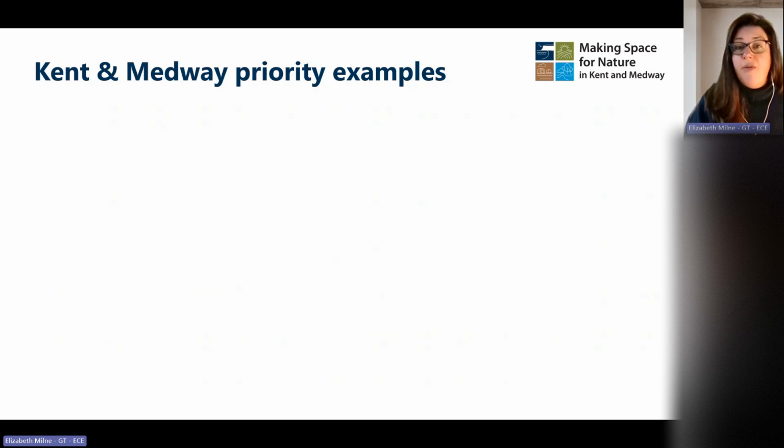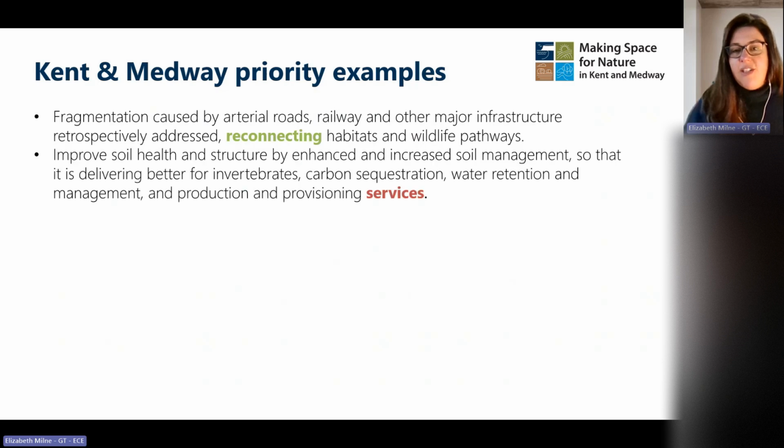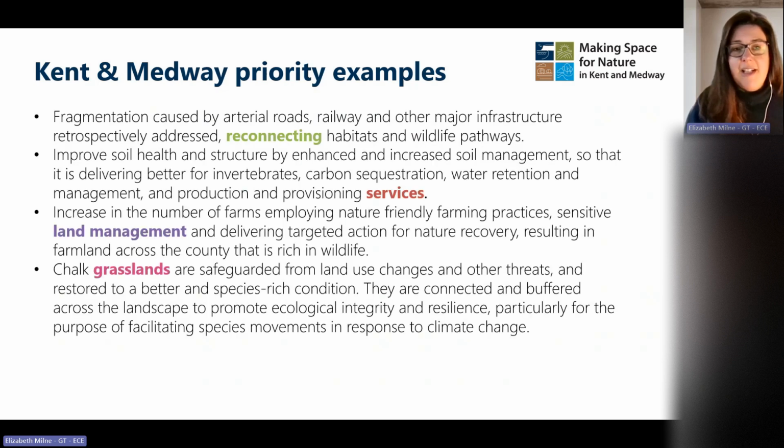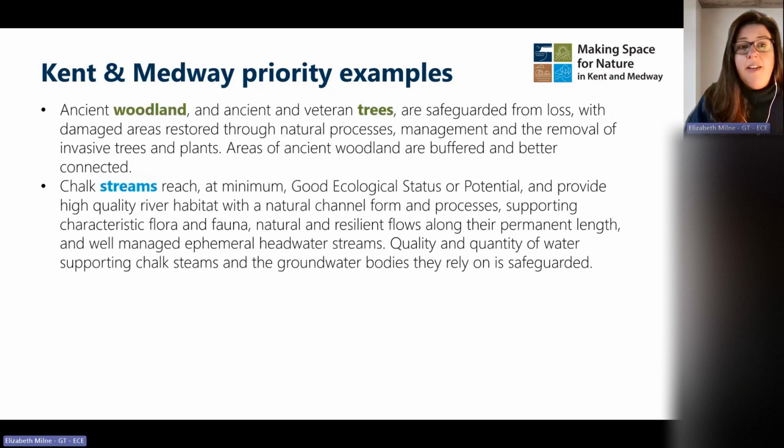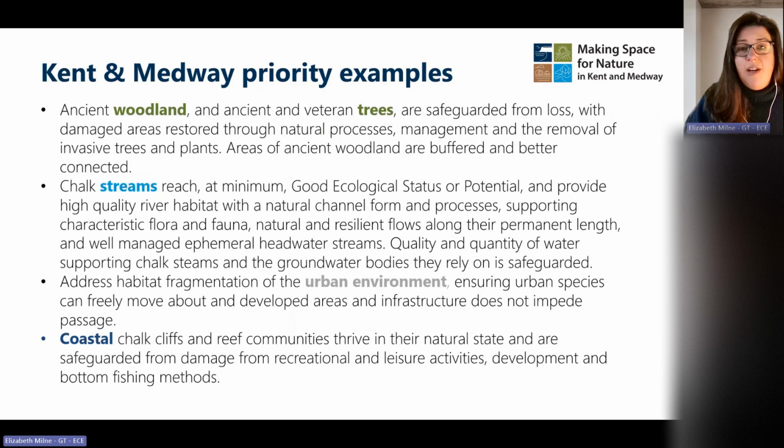We have 52 priorities in the strategy, and I'm not going to present them all during today's session, and we'll leave you to read those at your leisure. But these are just some examples of the priorities we have under the ambition of connectivity, nature-based solutions, land management, species-rich grassland and successional habitats, and then woodland, chalk streams, urban and coastal.